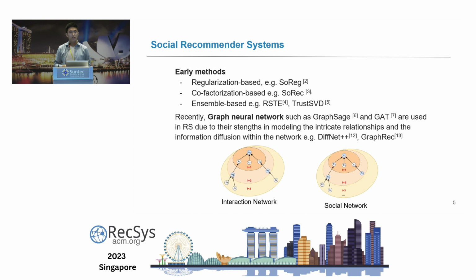The regularization-based methods add a regularization term to the objective function to force connected users to be close in the embedding space. The cofactorization-based methods conduct matrix factorization on both the user-item interaction matrix and the social network adjacency matrix. The ensemble-based methods aggregate the neighborhood information into the user's representation. Recently, graph neural networks such as GraphSAGE or graph attention networks have been used in recommender systems and social recommender systems because they are powerful in modeling intricate relationships and information diffusion within the network. For example, in the social network, with GNNs we can learn not only the influence of the direct neighborhood, but also the influence from multi-hop neighbors.